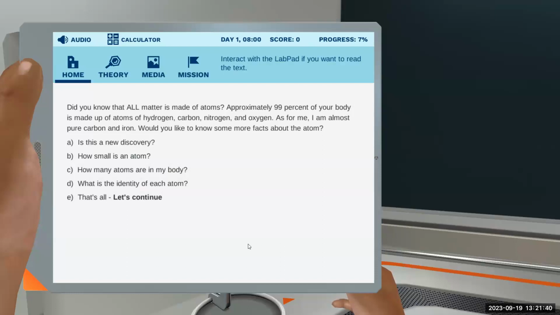Safety is priority. Did you know that all matter is made of atoms? Approximately 99% of your body is made up of atoms of hydrogen, carbon, nitrogen, and oxygen. As for me, I am almost pure carbon and iron. Would you like to know some more facts about the atom?